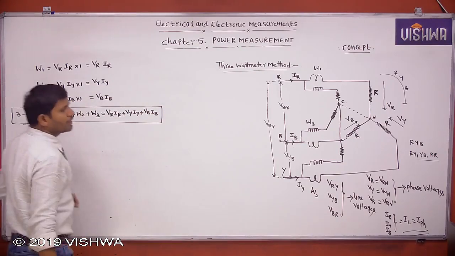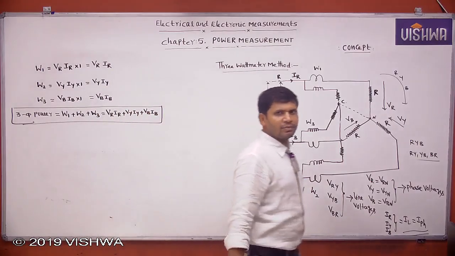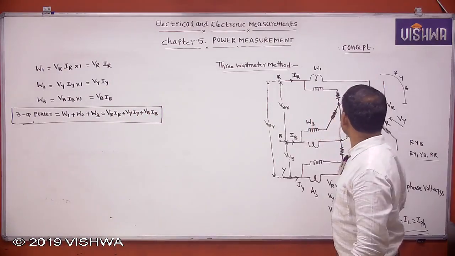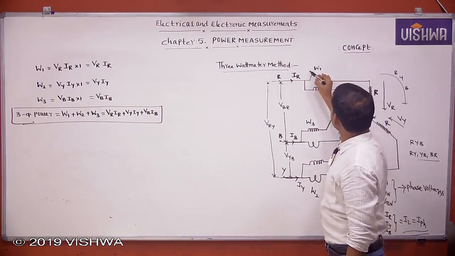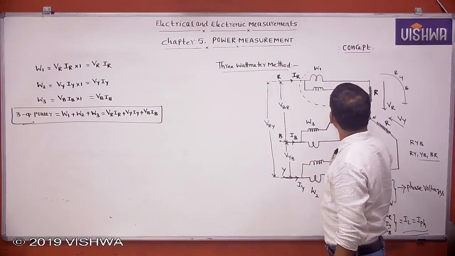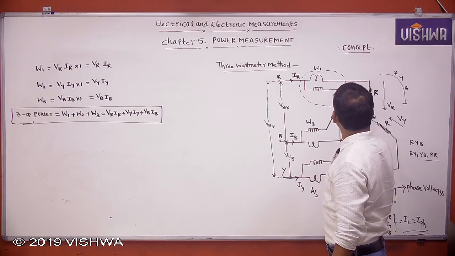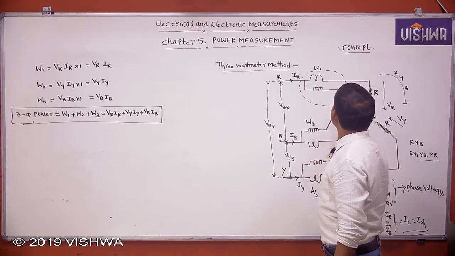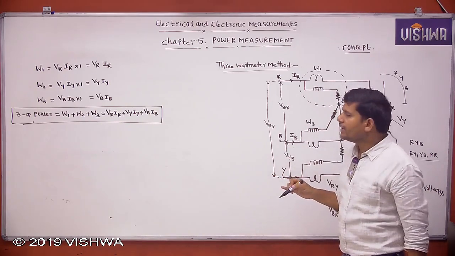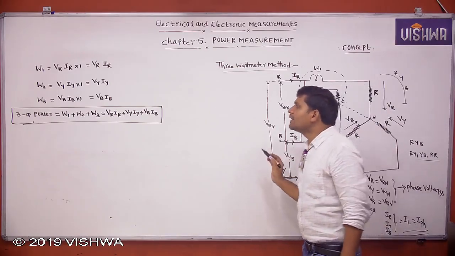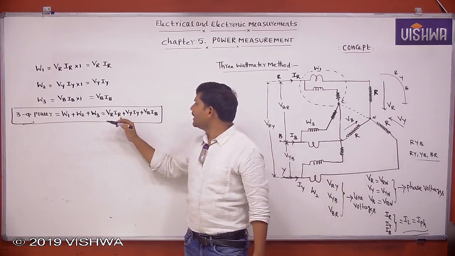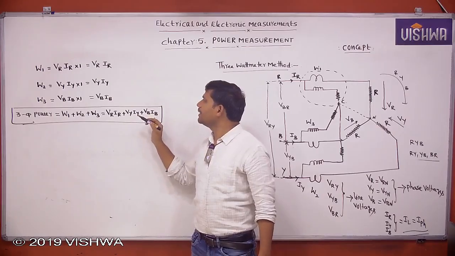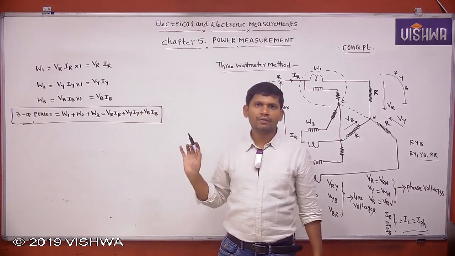What is the observation here? In the three wattmeter method, for each phase we connect one wattmeter. The sum of the three wattmeter readings gives the three-phase power. The three-phase power equals VR into IR plus VY into IY plus VB into IB. Quickly note this down.